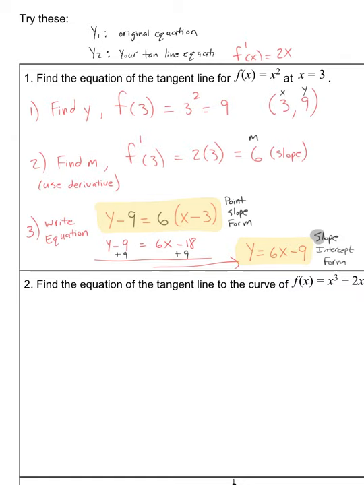And then you hit graph, and you see if that line is tangent to the curve at the given x value. All right, so that is to check. And you always want to do that.